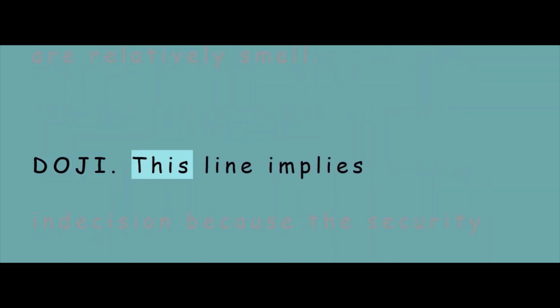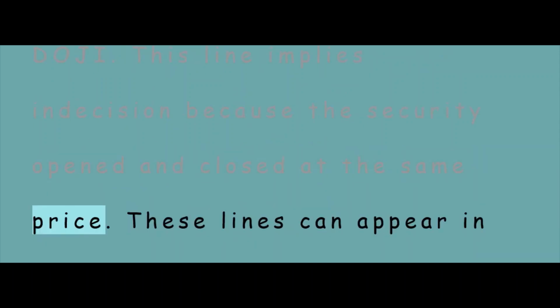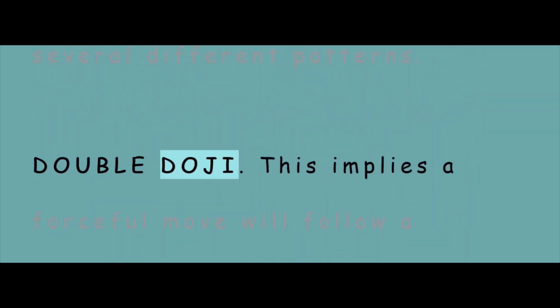Doji. This line implies indecision because the security opened and closed at the same price. These lines can appear in several different patterns. Double doji. This implies a forceful move will follow a breakout from the current indecision.